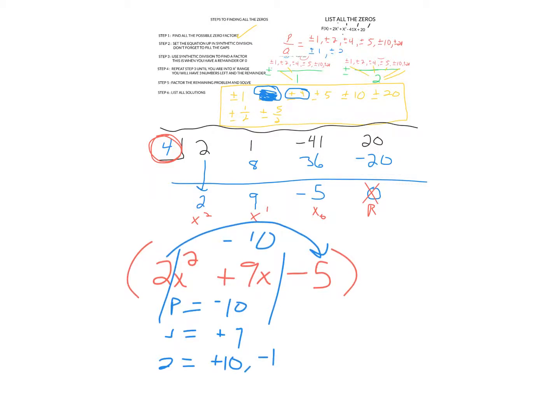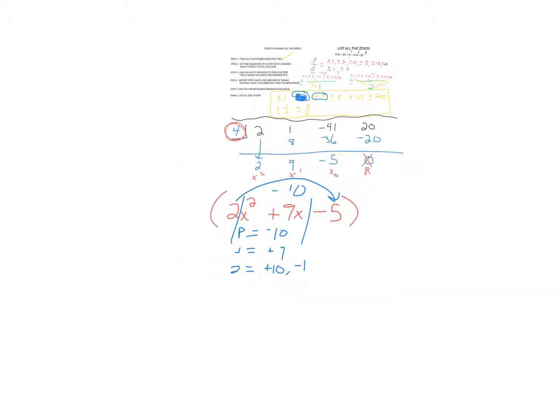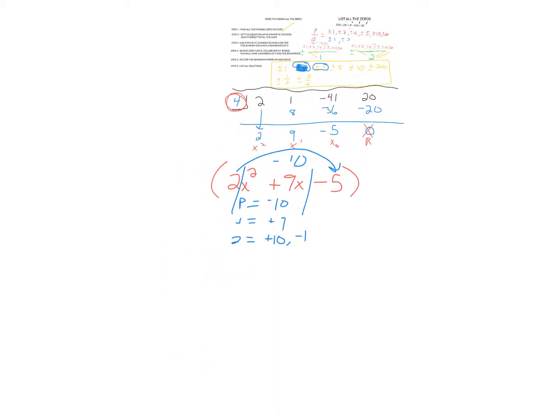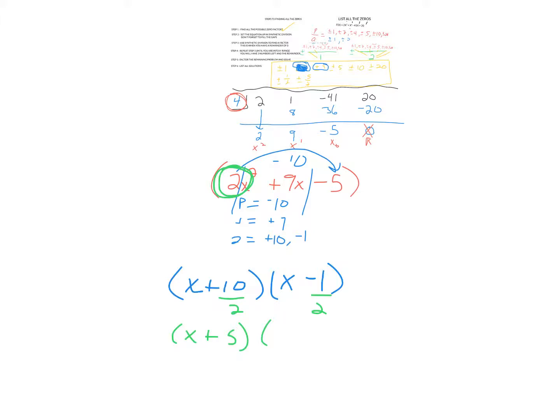Okay, I got to shrink this down some more. So now, let's go back, and we're going to do our x plus 10, x minus 1. But don't forget, since we did the slide, I have to divide by that lead coefficient. So now I'm going to have x plus 5 and x minus a half.